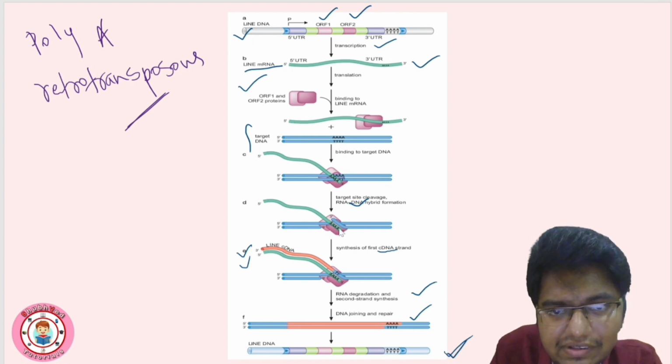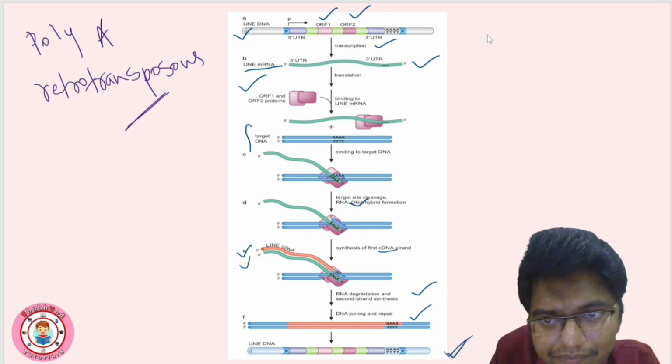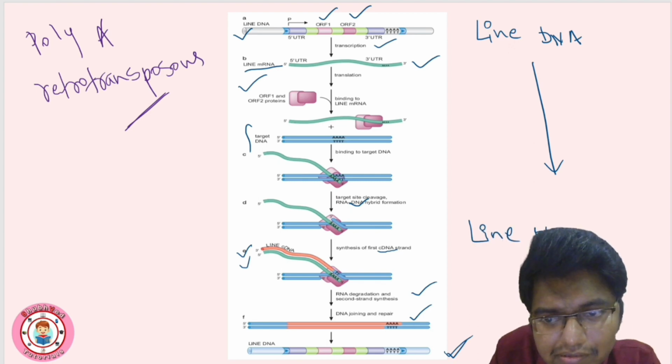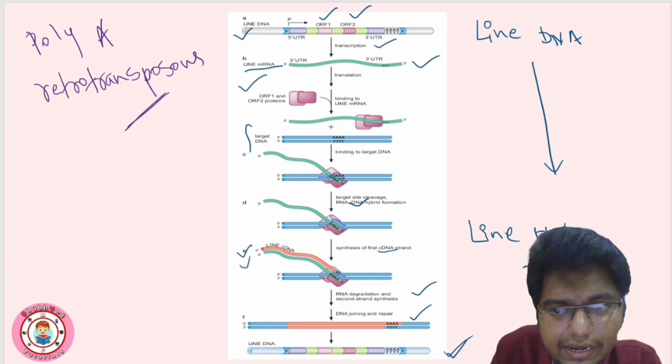What it means, we started from the LINE DNA and in the end also LINE DNA is being synthesized by this process, poly A retrotransposons.